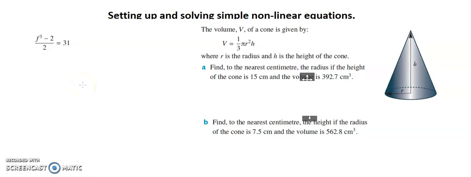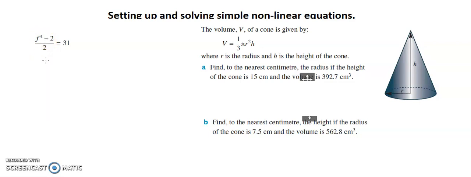Setting up and solving simple non-linear equations. So the first thing that we've got over here is (f cubed minus 2) divided by 2 equals 31. So this is exactly the same as what we'll be doing with a linear equation and solving, but instead we've just got a bigger power.